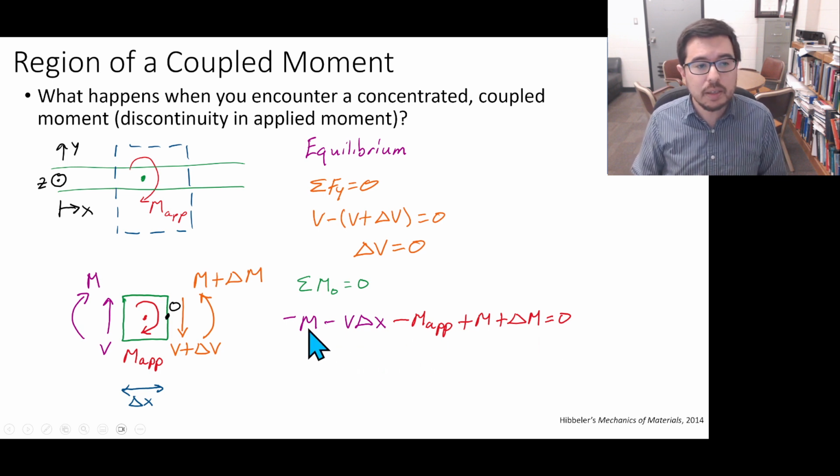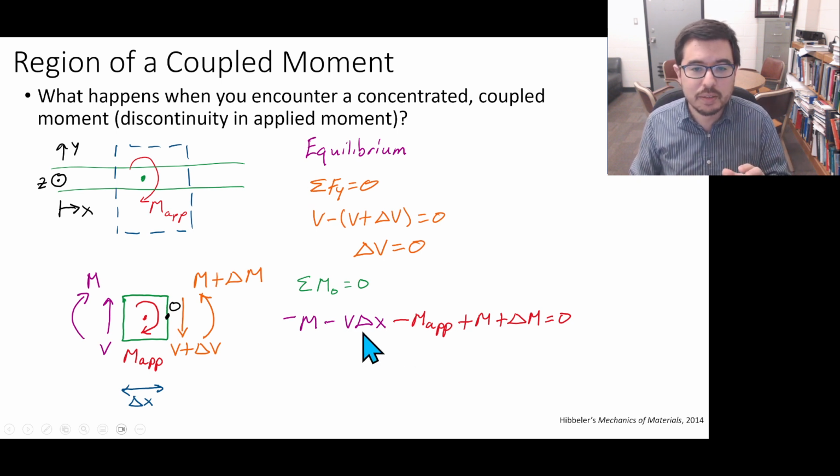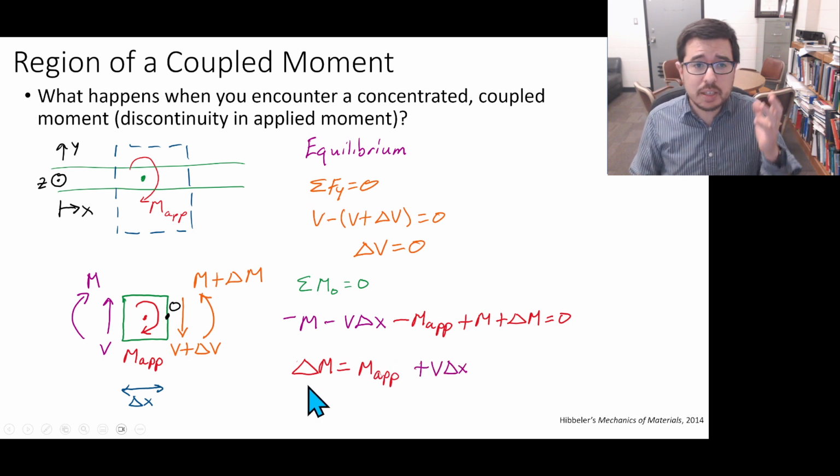And we set all that equal to 0. So we see M, or minus M and M, they cancel. We see that we have M_app, and we have delta M, and then we have this minus V delta x. So we can write out the change in moment is equal to M_app plus V delta x.